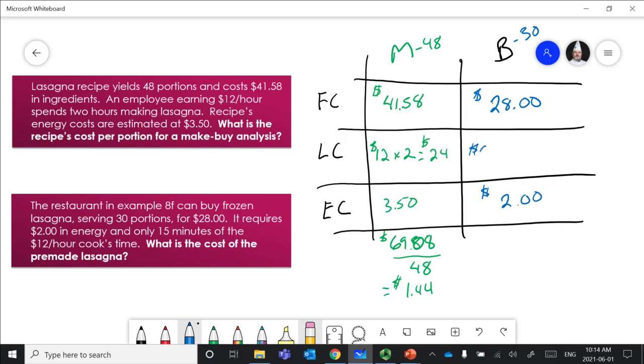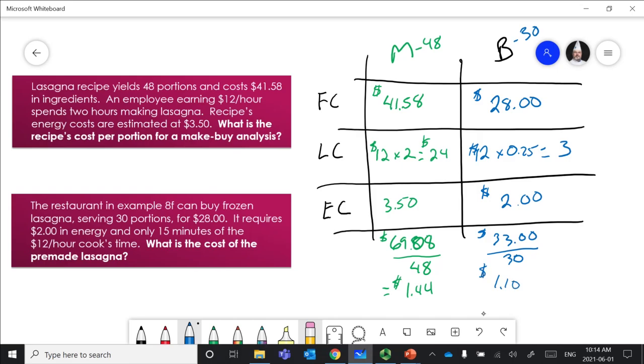So $12 times 0.25 of an hour. Oh, I'm missing my 12. So our 12 times 0.25 is going to give us $3 for labor. So 28 plus 3 plus 2 says $33 total. But this only made 30 portions, so divide by 30, and we end up with a portion cost of $1.10.